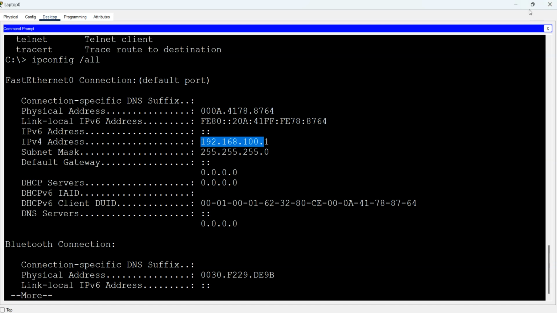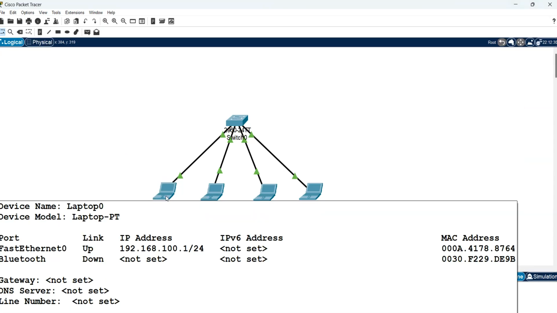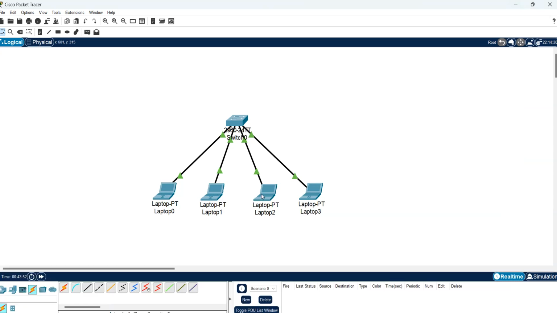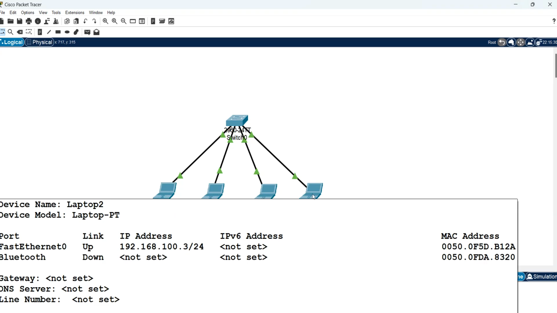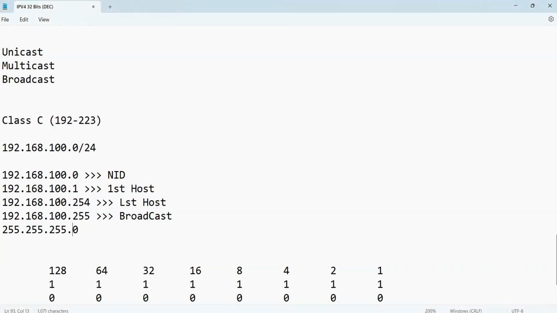For example, what do I mean by that? See, all of them, if I maneuver the mouse: 100.1/24, 100.2/24, 100.3/24, 100.4/24. So the first 3 octets are my network ID, and the last octet is the host ID, right? So that's one thing to keep in mind. I have the network portion and I have the host portion.